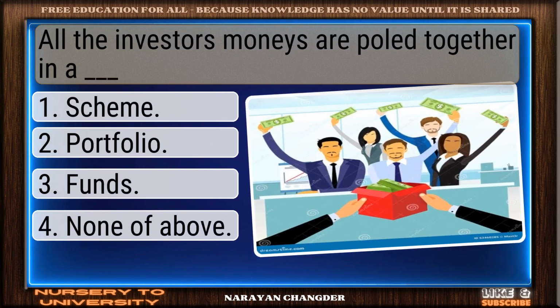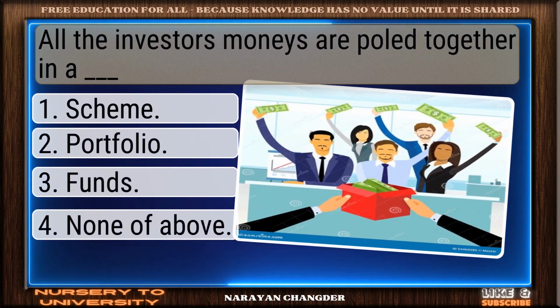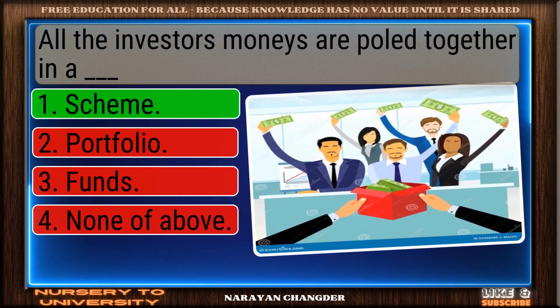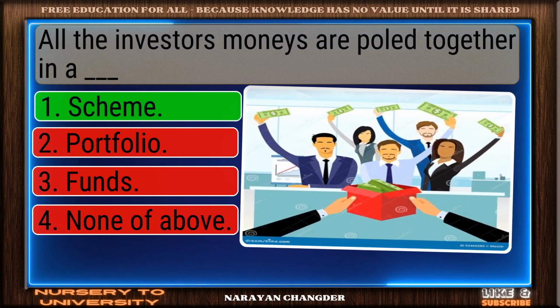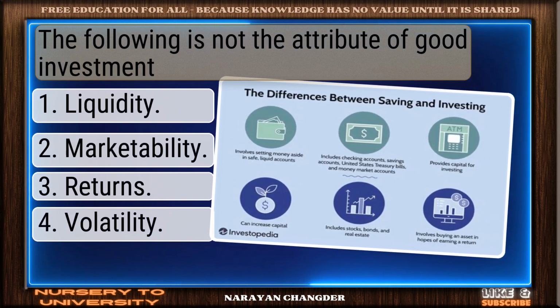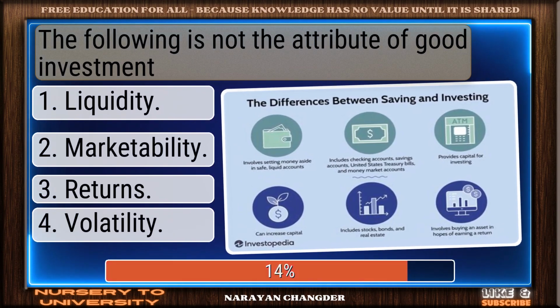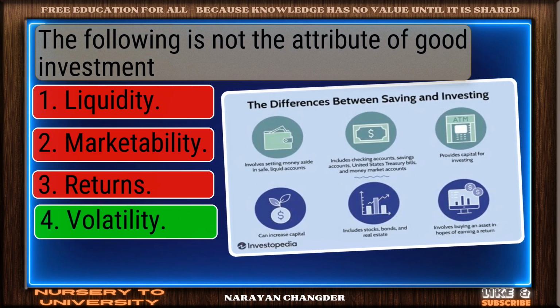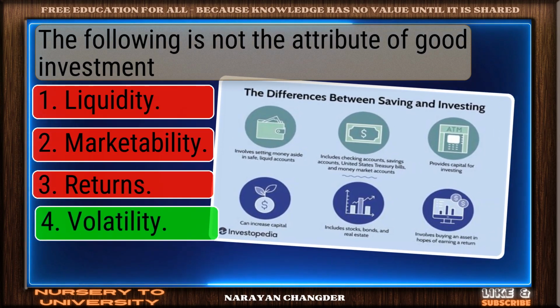All the investors' monies are pooled together in a Dash. Nicely done. Scheme is a solid answer. The following is not the attribute of good investment. Good job. Your answer volatility works well here.